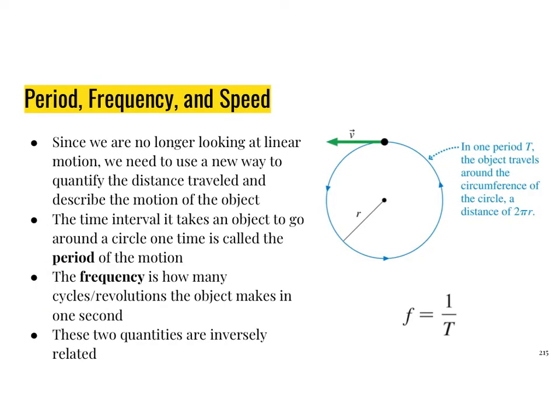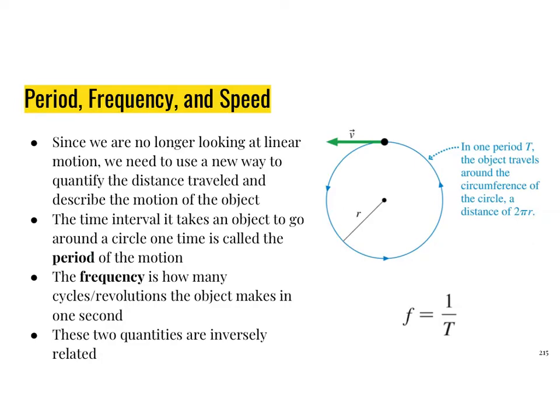So when we're talking about circular motion, we have to think about how we're going to describe things. Now, before, we had things like meters per second for speed and acceleration. We had all these different things that our units made sense. But now we're going to change up our vocabulary because our view has changed up. So we're no longer looking at linear motion. So we need to describe things in a new way.